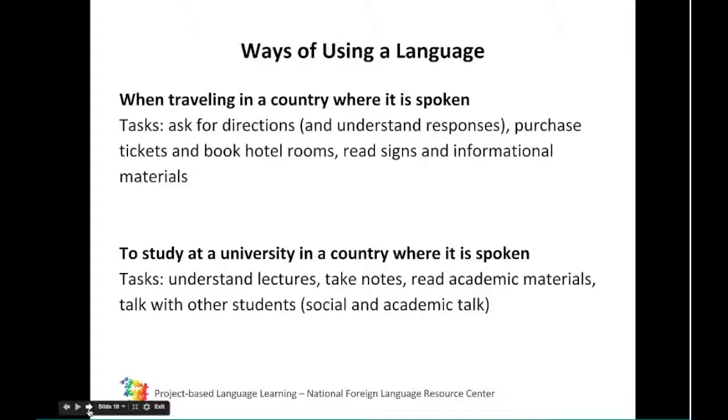If they study at a university in a country where it's spoken, the tasks would be that they would have to understand the lectures, take notes, read academic materials, and talk with other students.